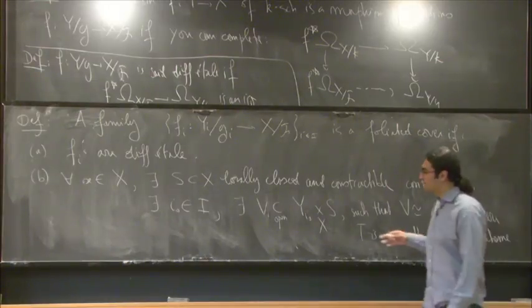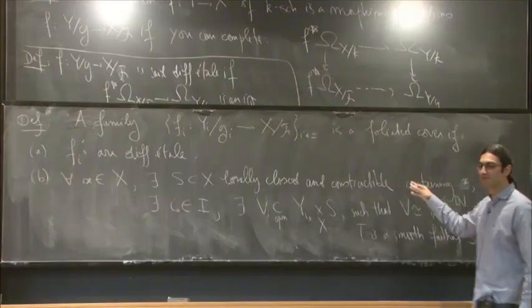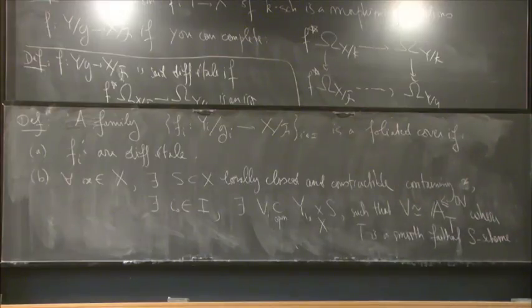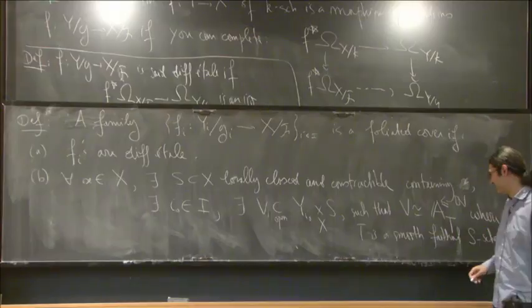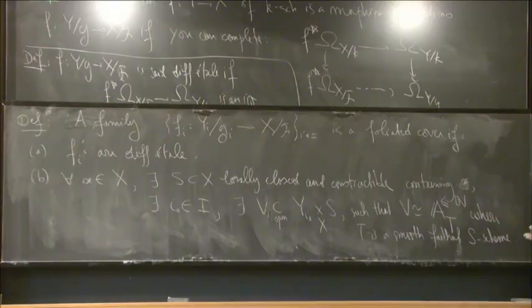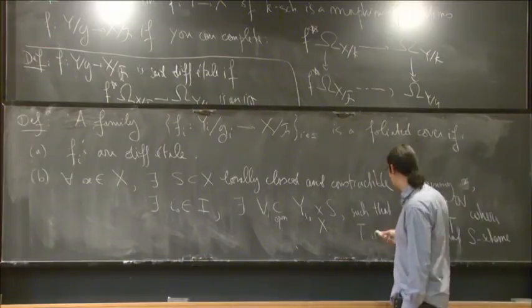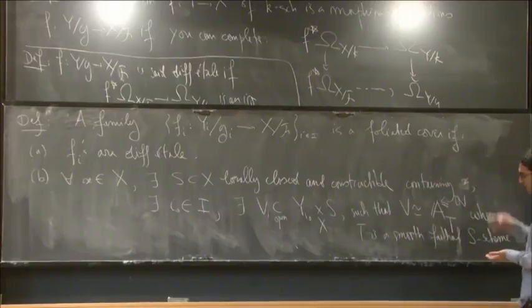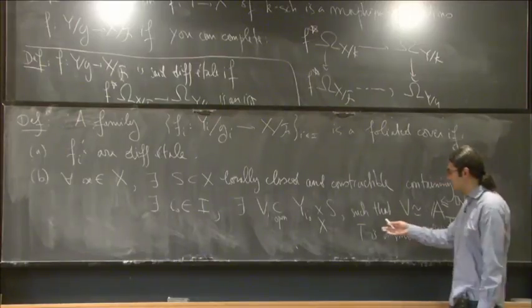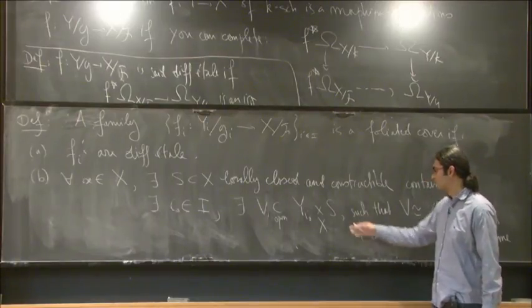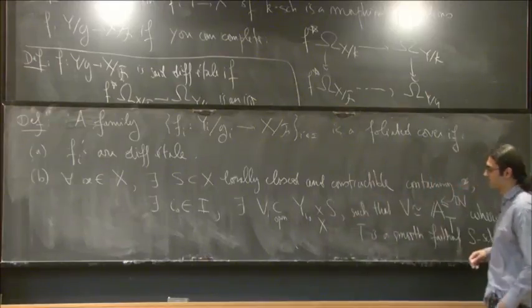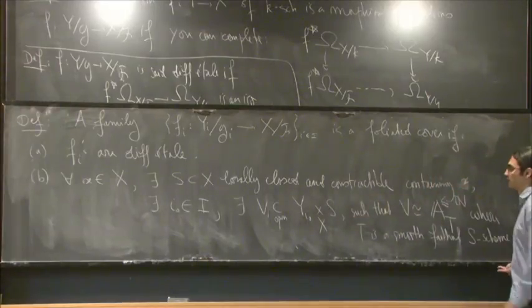Because I'm not assuming X to be Noetherian, this is a non-empty condition to say constructible. Right, so what I'm saying is that V can be some kind of infinite affine space over something which is maybe smooth over S, and of course surjective over S. Right, so this is the condition.